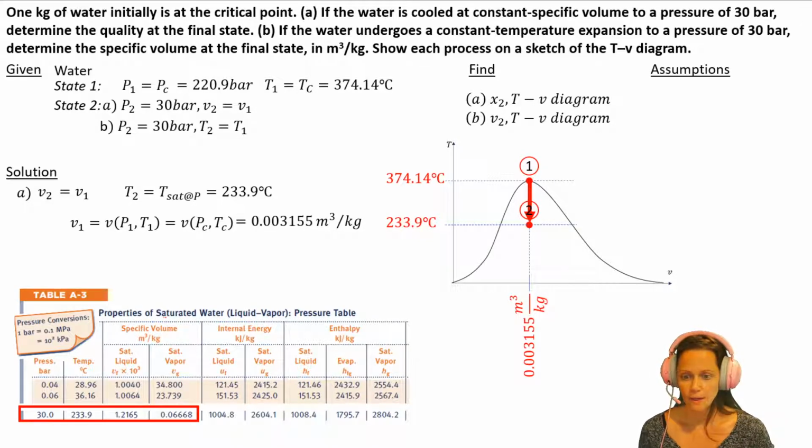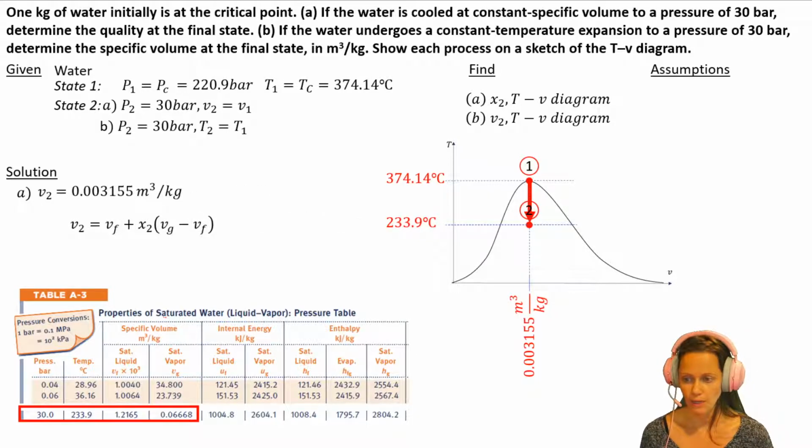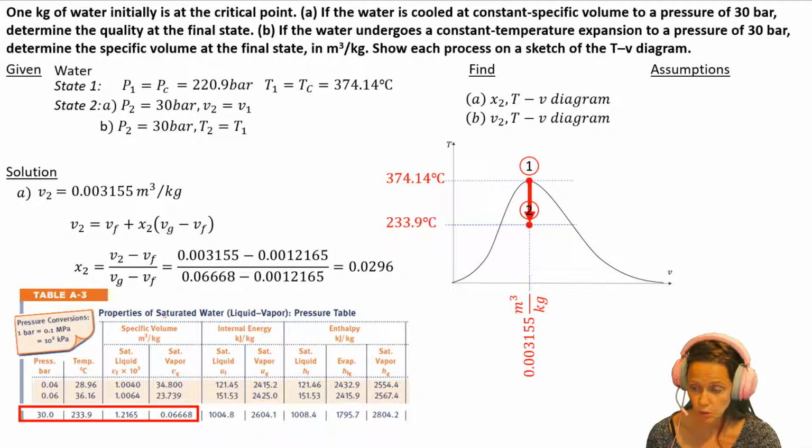Okay, so I think I've got everything except that quality, so let's go ahead and get the quality. It's two-phase, and so my specific volume is defined according to that quality. So I'm going to switch that equation around, solve for the quality. I've got the V sub F and V sub G values right there on table A2. I plug it in and I get a quality of 0.0296, which is 2.96%.